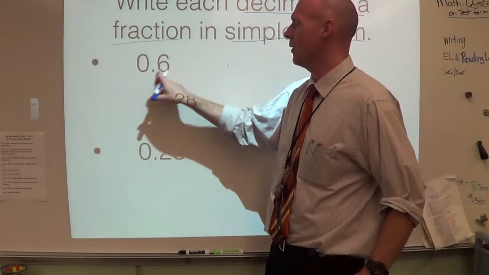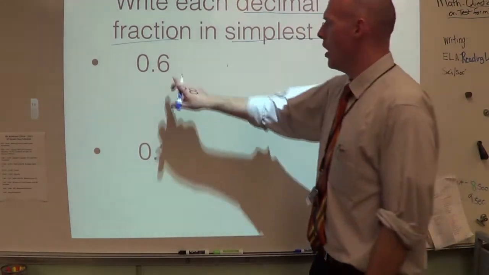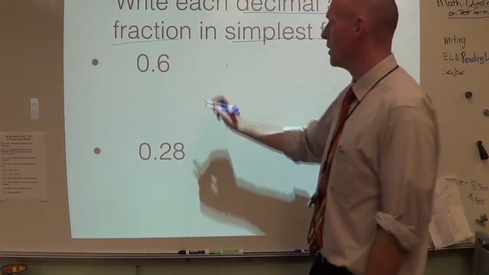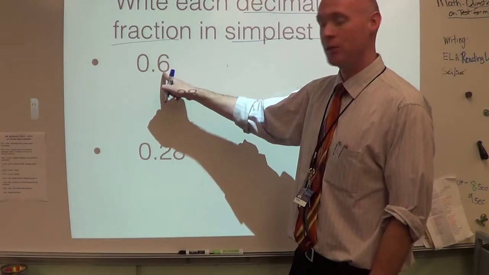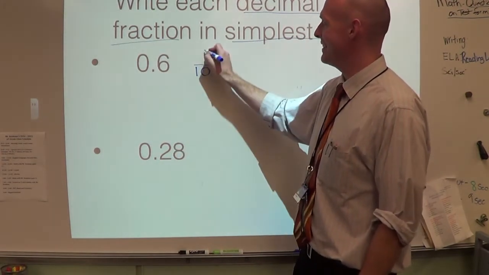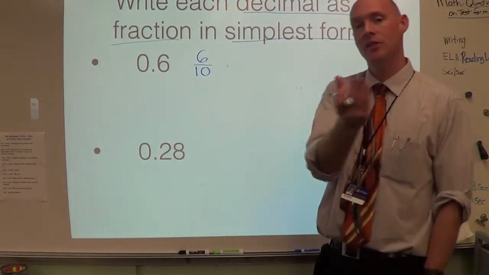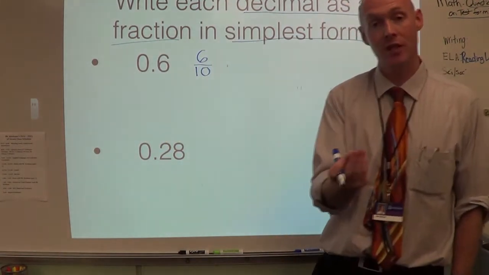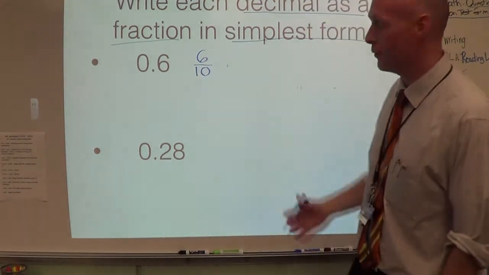So here I have 0.6. Notice the position that it's in. It's in the tenths place. That is my furthest decimal. So I know we're going to put it over 10. Well, what is it? It's 6/10. Notice 6/10, just as you read it as a decimal is how you'd read it as a fraction.